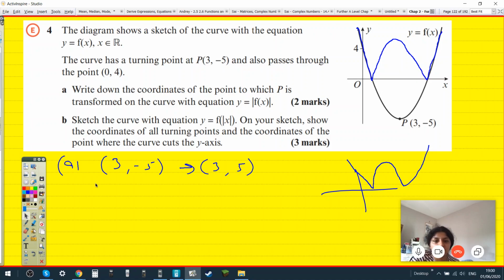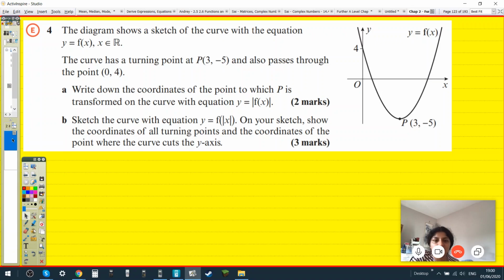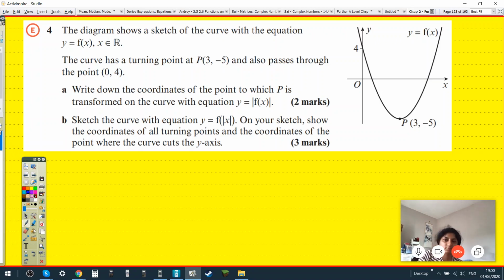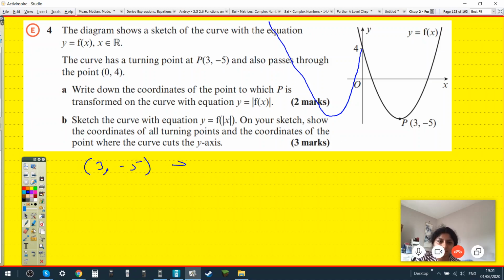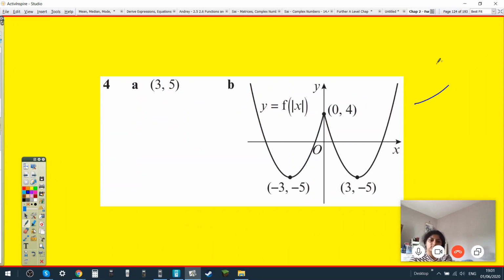Part B. So you just do a reflection basically of the graph. So at the y-intercept, which is 4, you start going down again, down to -3, -5. And so 3, minus 5 repeats to be -3, -5. It doesn't change as such. It's just a repeat of it. And so it's going to look like that. There she is. Great.